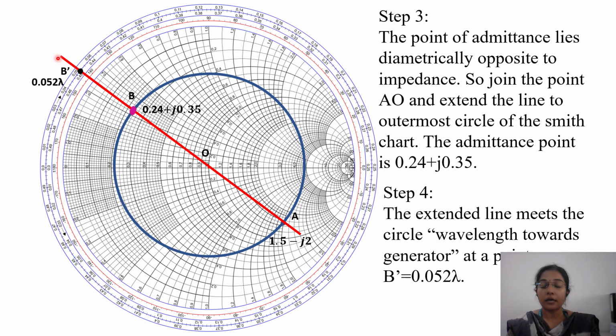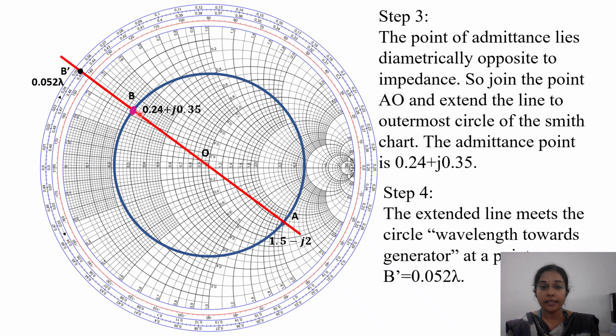When you see a stub, it is always placed at a distance from the receiver only. So from the receiver, when I move in the opposite direction, it means I am moving towards the generator. In the Smith chart, I have to check for the circle marked as wavelength towards generator. In that circle only I have to calculate all the other points. Now we have calculated the normalized impedance, we have drawn the SWR circle, and we have found out what my admittance point is.